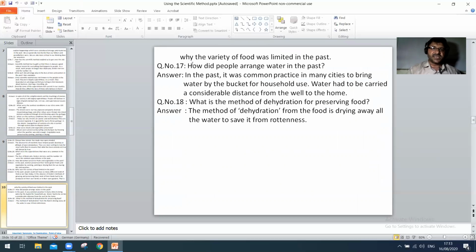Question number 17. How did people arrange water in the past? In the past, it was common practice in many cities to bring water by the bucket for household use. Water had to be carried a considerable distance from the well to the home. Question number 18. What is the method of dehydration for preserving food? Answer. The method of dehydration of food is drawing away all the water to save it from rottenness.